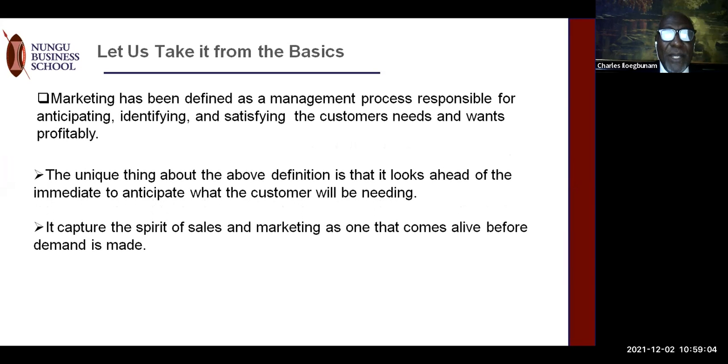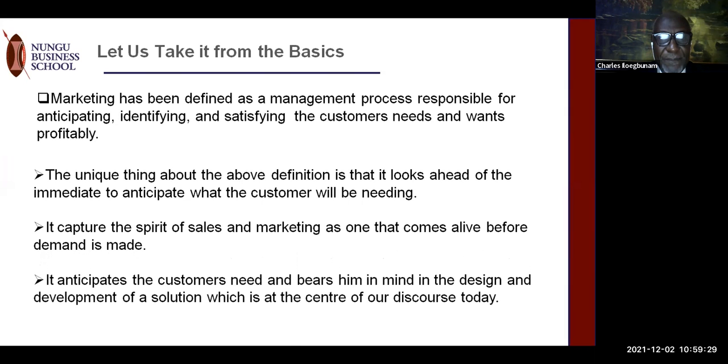So it captures the spirit of sales and marketing as one that comes alive before demand is even made. Before a customer comes to buy, somebody has scanned the customer ahead of time and decided that this is where the customer is actually looking at. This is where his problem may take him to. And for me to save him from that problem or challenge, I will offer him a solution in that direction. It anticipates the customer's need and bears him in mind in the design and development of a solution, which is at the center of our discourse today.